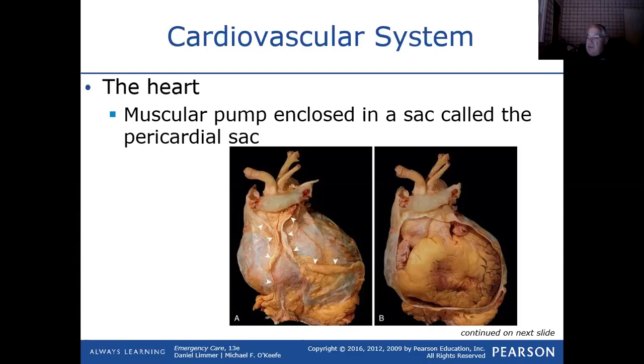And its purpose is obviously to protect the heart. And, you know, again, we're never going to know exactly what's going on, but just in case you ever hear somebody explaining to you what happened to this patient.